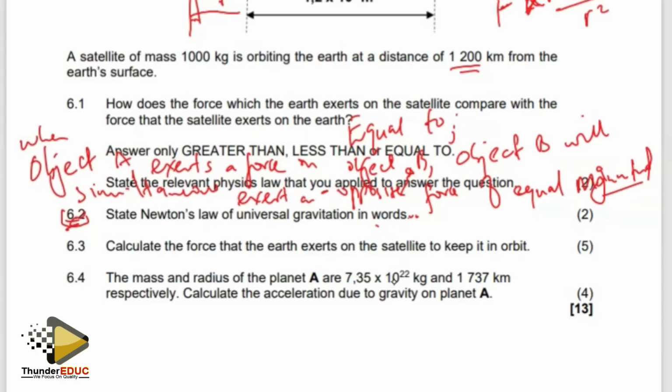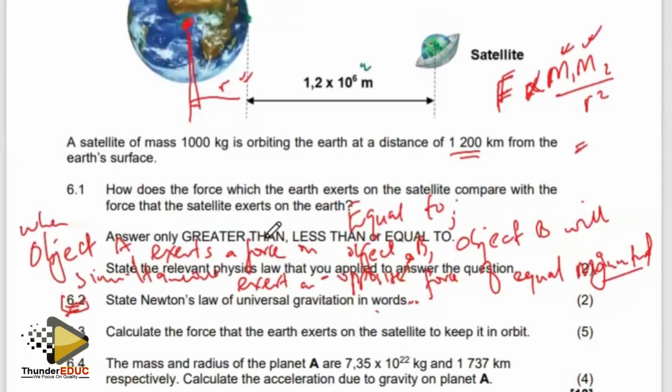So everybody in the universe exerts a force, or everybody in the universe attracts other bodies with a force that is directly proportional to the product of the masses and inversely proportional to the square of the distance between their centers.